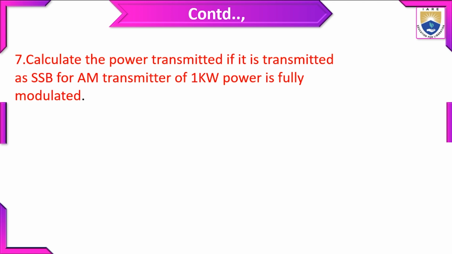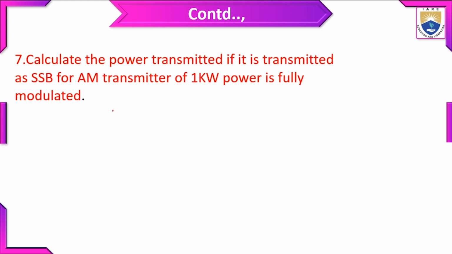So another problem is: calculate the power transmitted if it is transmitted as SSB, for an AM transmitter of 1 kilowatt power that is fully modulated. Fully modulated means here mu is 1, that is, mu is 100%. So mu is 1. Calculate the power transmitted.